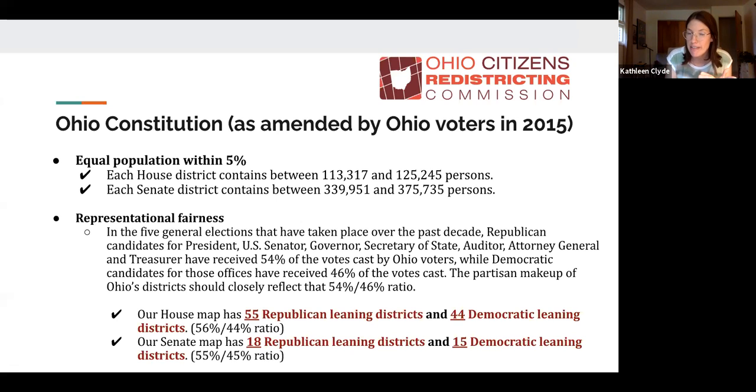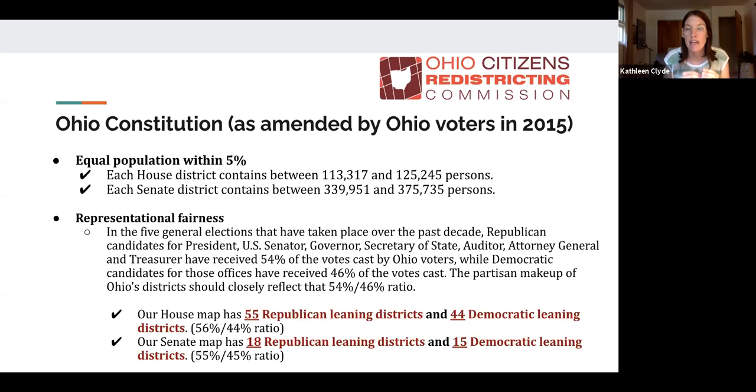For House districts, that means we need 113,317 to 125,245 persons in each House district. And then each Senate district contains between 339,000 and 375,000 persons to make sure we meet that equal population requirement.